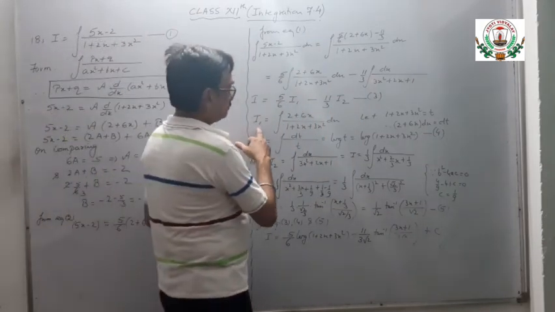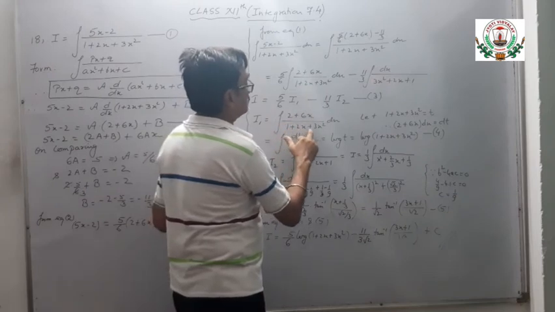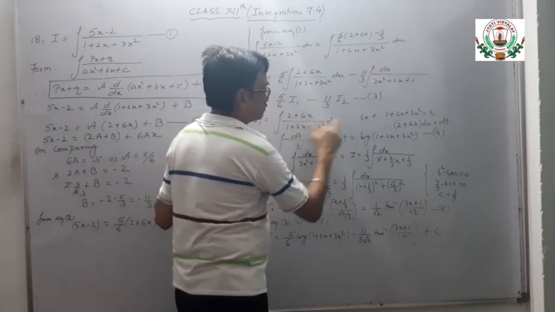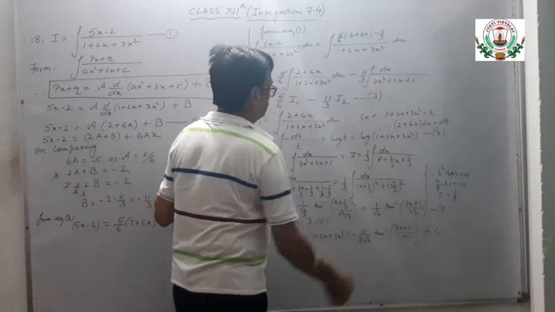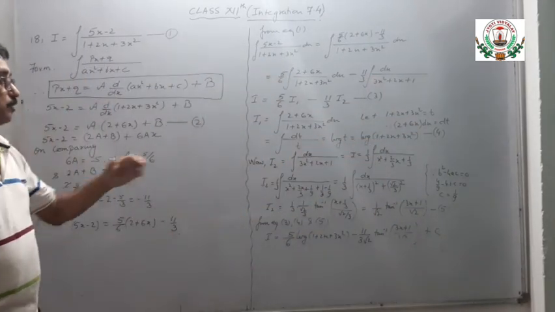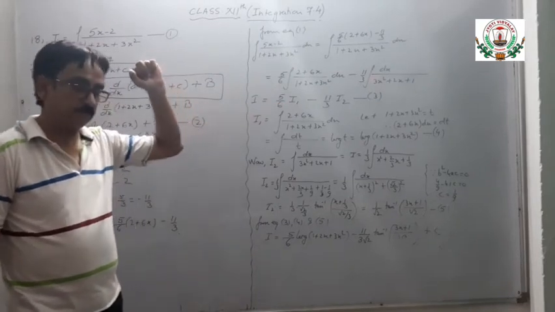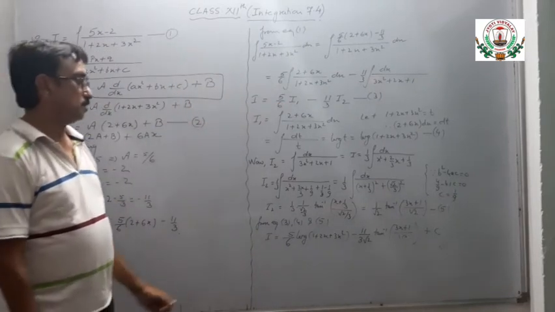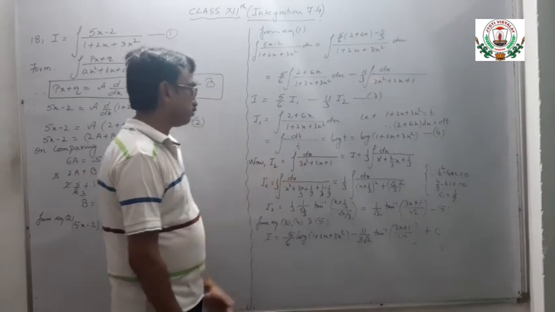I1 is 2 plus 6x upon 1 plus 2x plus 3x square. We take this as t, we get 2 plus 6x dx equal to dt, so log t, log of 1 plus 2x plus 3x square. We got the value of the first integration I1. Now we come to I2. Dx upon 3x square plus 2x plus 1.